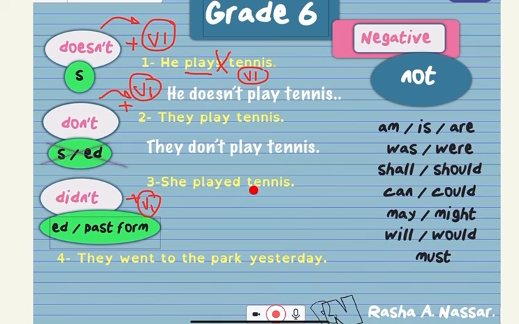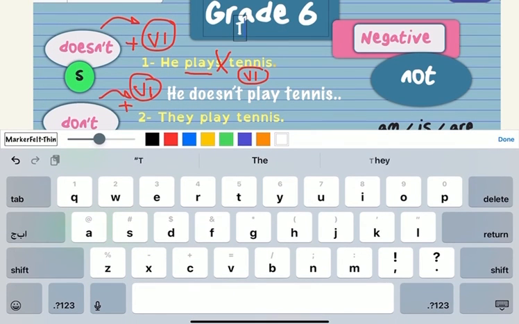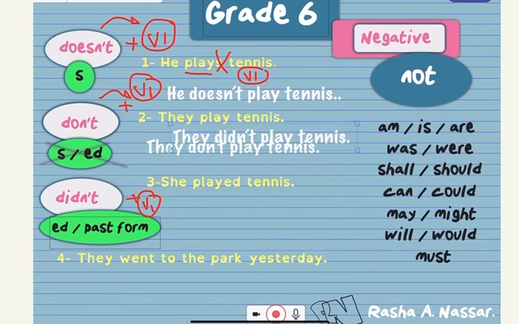So when I want to change this sentence into negative, I should look at the verb. When I see ed, I will choose doesn't or don't or didn't. Of course, I will choose didn't. Why? Because I have here ed in the verb. So when I see ed, I will choose didn't. Very good. And didn't is followed by what? By V1. What is V1? V1 is the verb without anything. So here I will write they didn't play tennis.